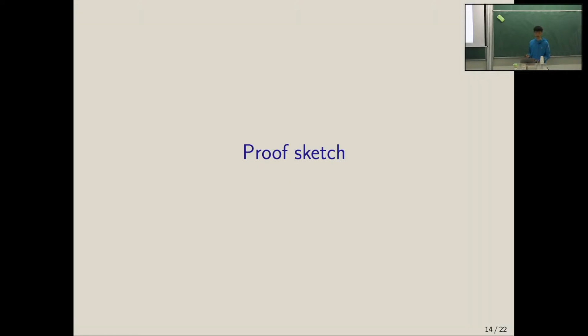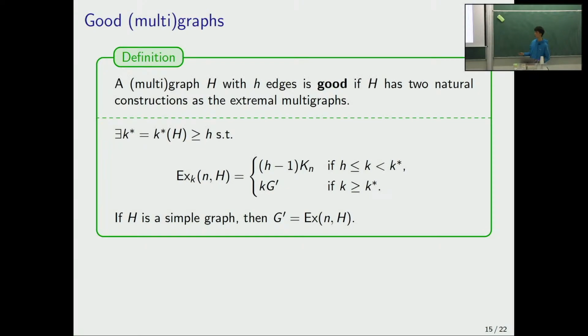So I'll now give some proof sketch. For the sake of simplicity, I'll give you one notation. A good graph or a good multigraph just means that it has one of those two natural constructions as its extremal multigraph. I just named it good.